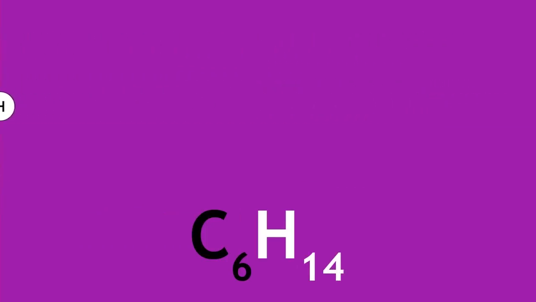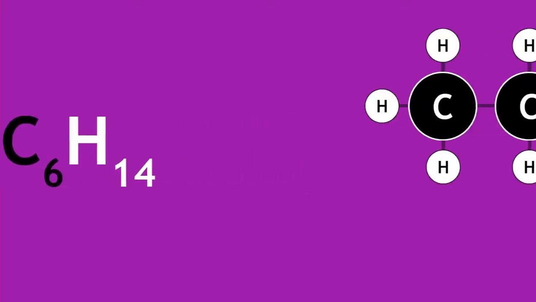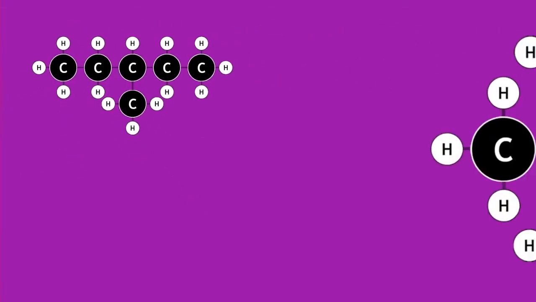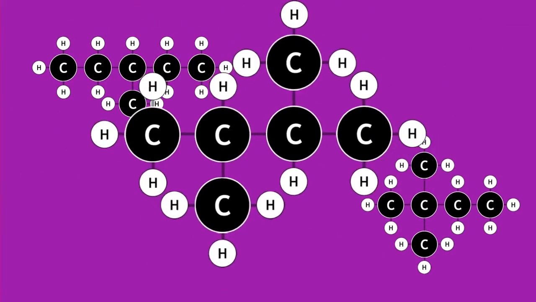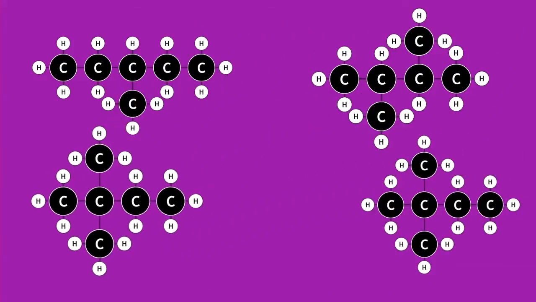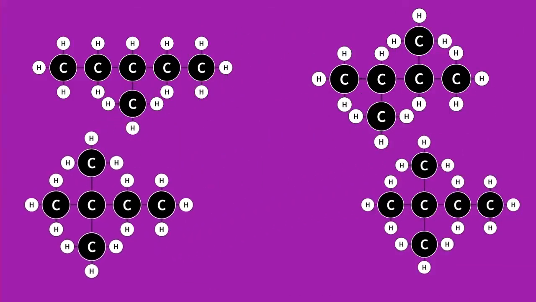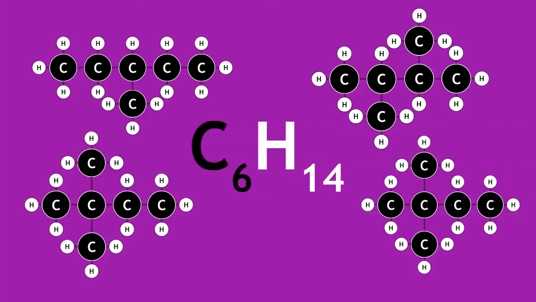This alone is not very useful, as it does not show us how the atoms are arranged and where the bonds are. If you look at these molecules, they all have 6 carbon atoms and 14 hydrogen atoms. Although you may not be able to name these different molecules, you can see they are very different, but all have the same molecular formula.